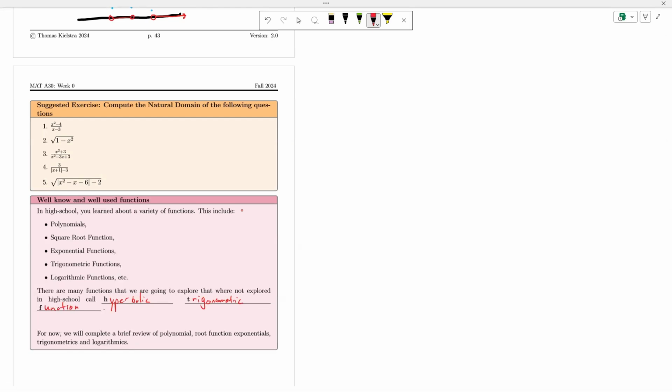Now, these functions are similar to the trigonometric functions in their motivation, and we're going to discuss that later in your calculus classes, depending on which calculus classes you take. For now, we will complete a brief review of polynomial, root functions, exponentials, trigonometrics, and logarithms.